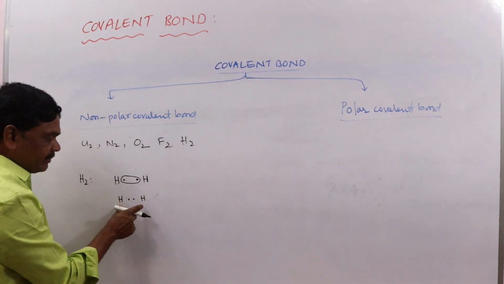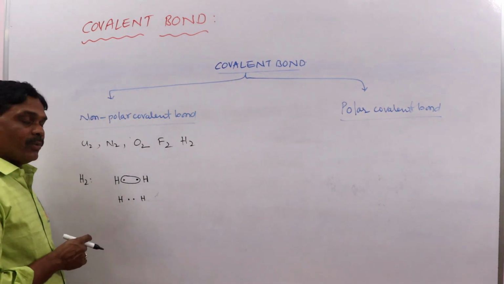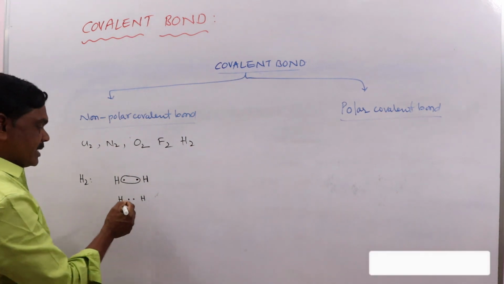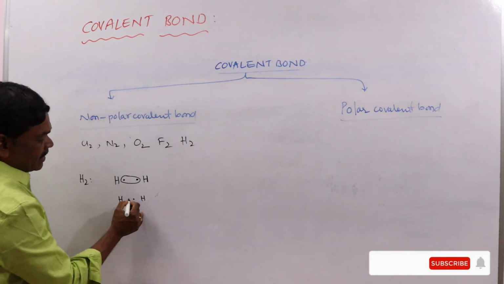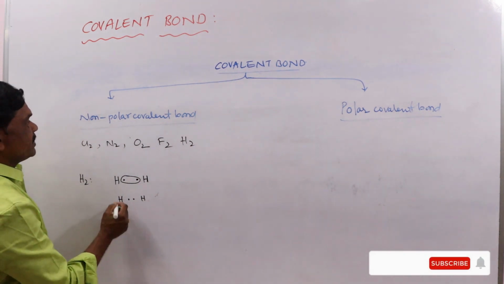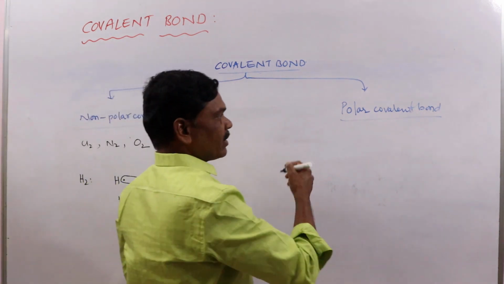So what is the meaning of this? Here the electronegativity difference of these two atoms is almost zero. So that's why the bonded electron pair is exactly located between the two atoms. So this is known as non-polar.